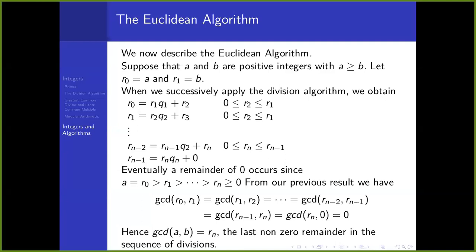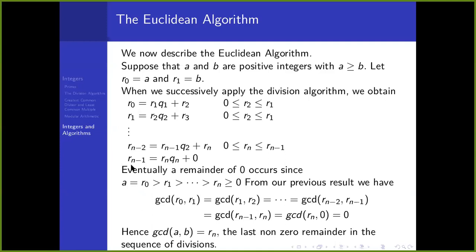So we keep doing this. The next pair that you will look at, if you are to continue, would be R2 and R3, and keep going on until you end up with a remainder 0. Now in this process, the last non-zero remainder, this Rn, is the greatest common divisor of A and B. Based on the theorem that we stated earlier, GCD of R0 and R1 must be equal to GCD of R1 and R2. We keep applying that until we get to the end.